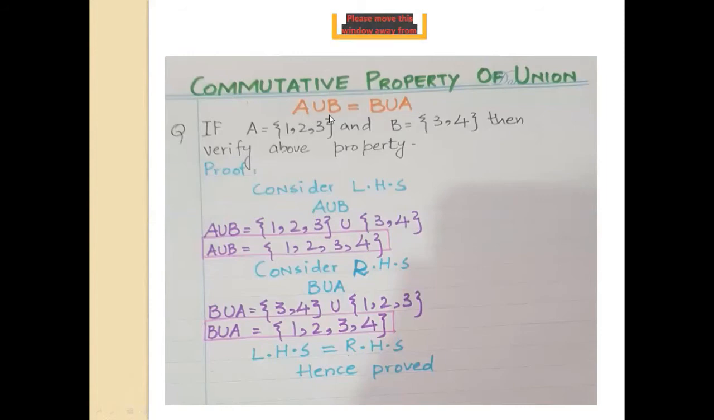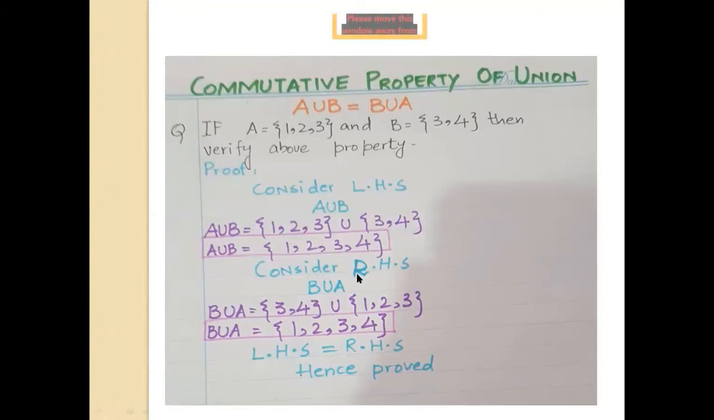The commutative property of union is A union B equals B union A. This contains two sides, left hand side and right hand side. First we will solve the left hand side and then the right hand side. Consider the left hand side, that is A union B. A union B equals, first we write the elements of set A, that is 1, 2, 3, union set B, 3, 4. Union means, as we have discussed, combine both sets in ascending order. So the combination of A and B will be 1, 2, 3 and 4. If any element is common, we write that element a single time. This is for the left hand side.